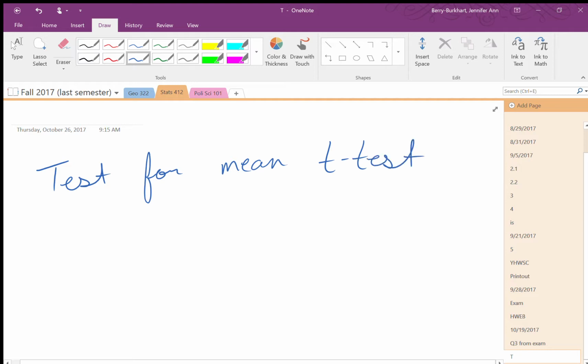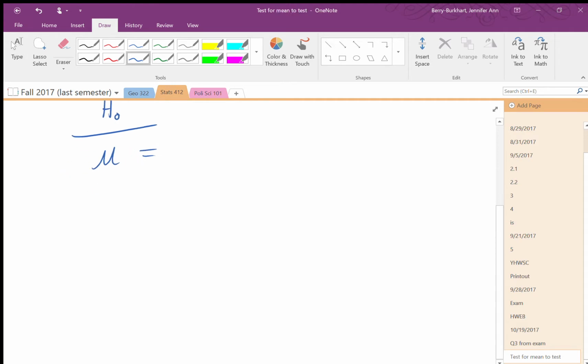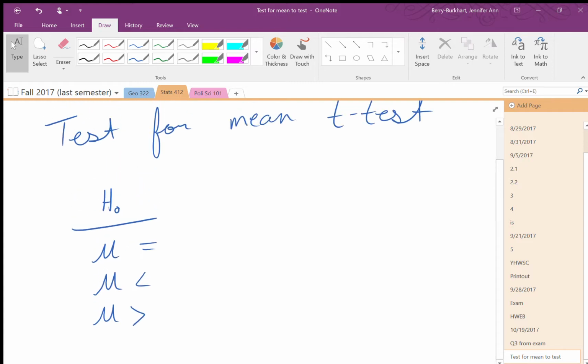So what are the three scenarios we've talked about? We have scenario 1, 2, and 3, right? Equal, larger, and then less. We have H naught, mu is equal to mu naught. HA, mu is not equal to mu naught. H naught, mu is less than mu naught. HA, mu is greater than mu naught. H naught, mu is greater than mu naught.